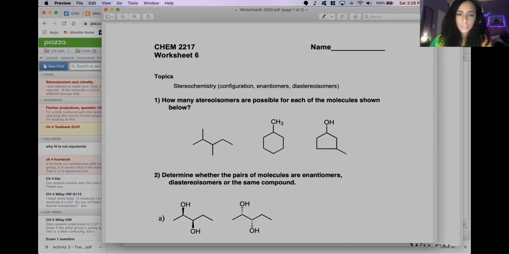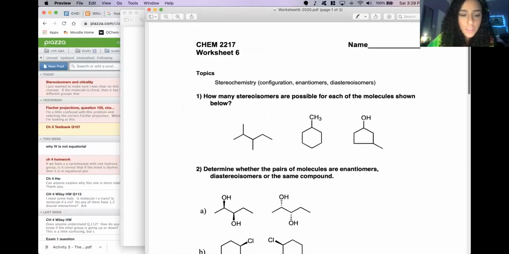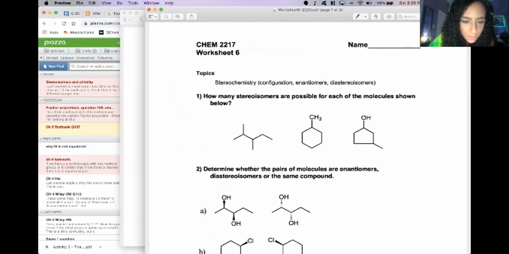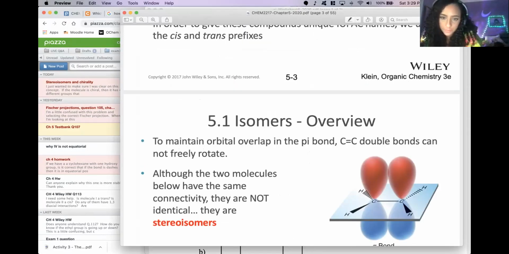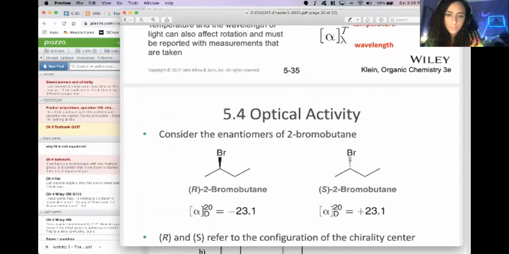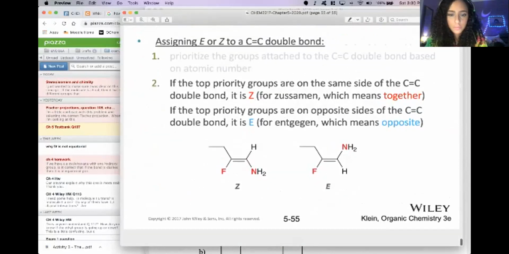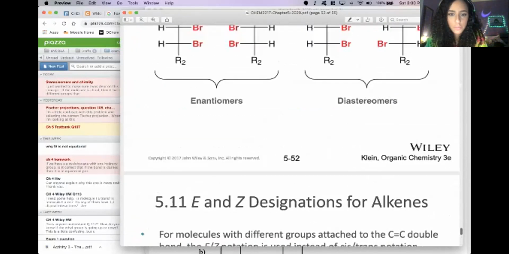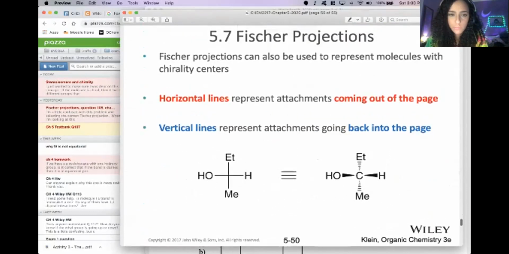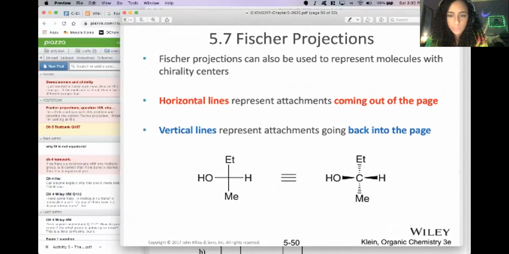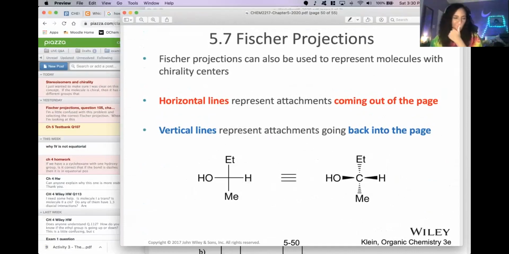Okay. So here's the Fisher projection. It's on the last 5 slides. Are you serious? Oh my gosh. Let's see. Fisher projection. That's what he's talking about. With chirality centers, horizontal lines represent attachments coming out of the page. Vertical lines represent attachments going to the back of the page.